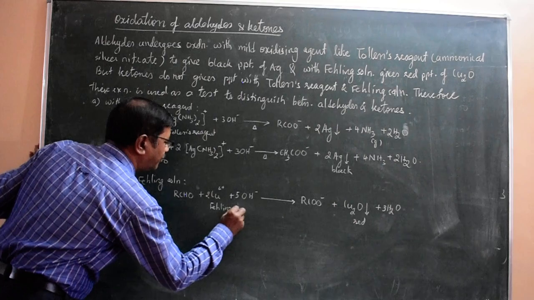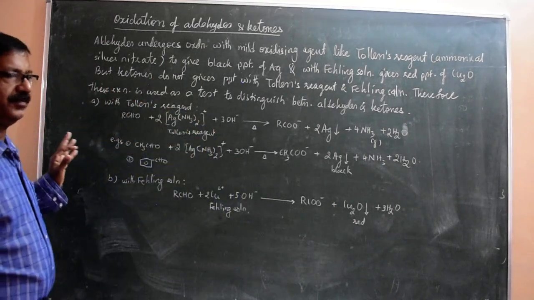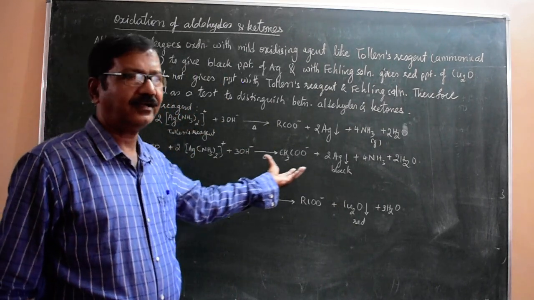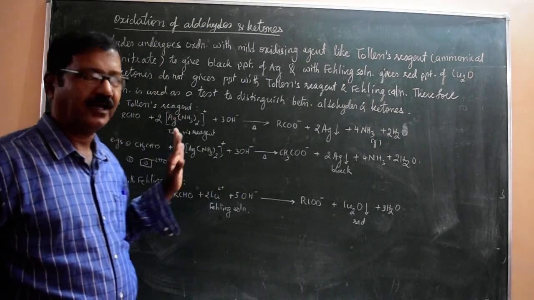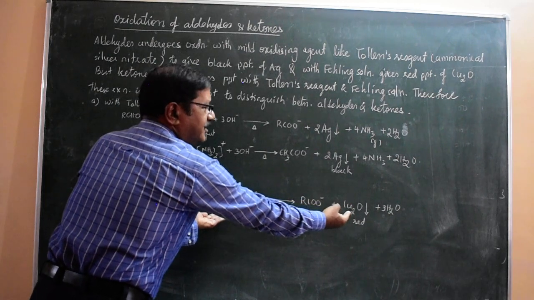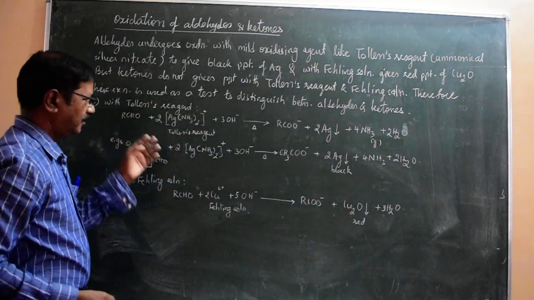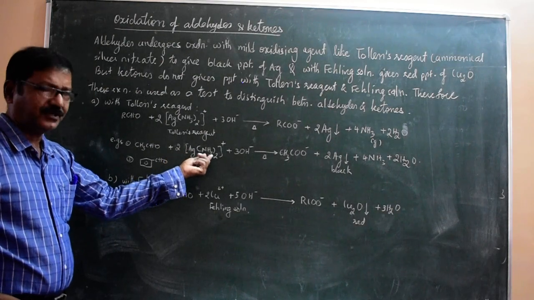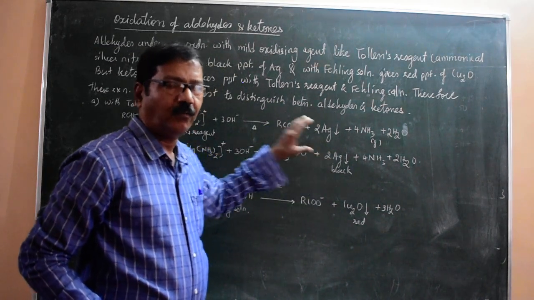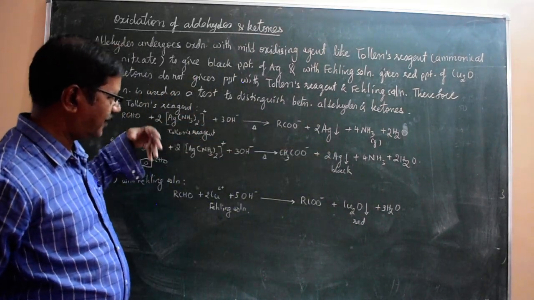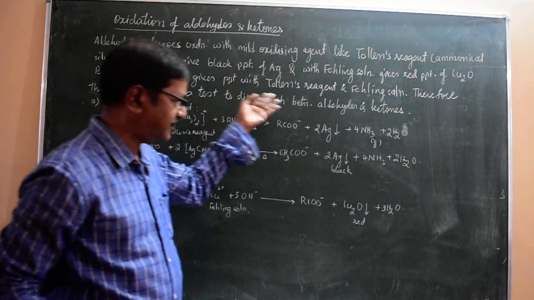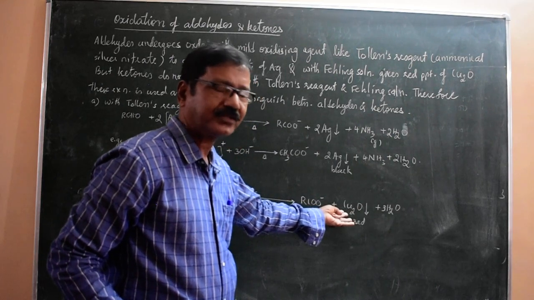Fehling's solution. Which color precipitate are you getting? Red color precipitate. What is that red color? Cuprous oxide, Cu2O. What is the black color or silver mirror? It is nothing but silver. That means Cu2+ is reduced to Cu+. The oxidation state of copper is +1. Here +1 becomes 0. It is a molecule, this one is an ion. Tollens' reagent gets reduced to silver. In Fehling's solution, Cu2+ gets reduced to Cu+, that is cuprous oxide.